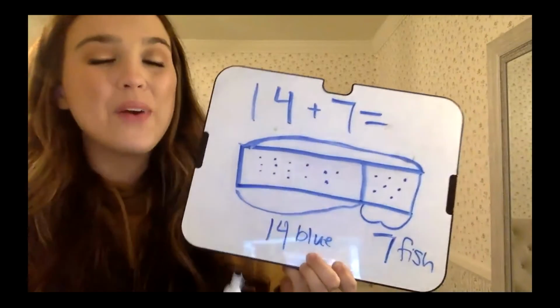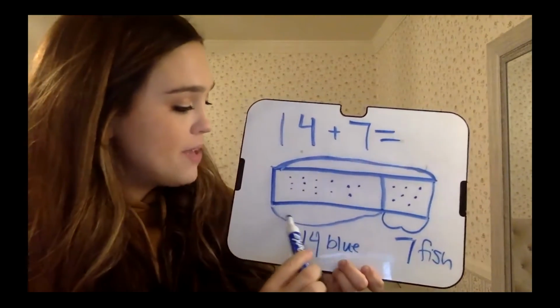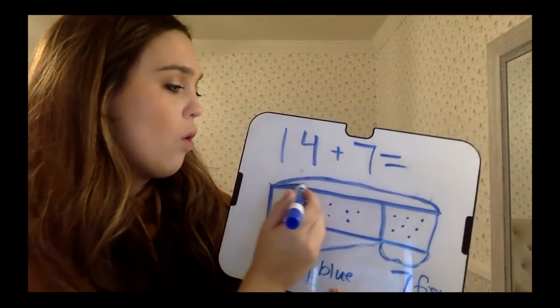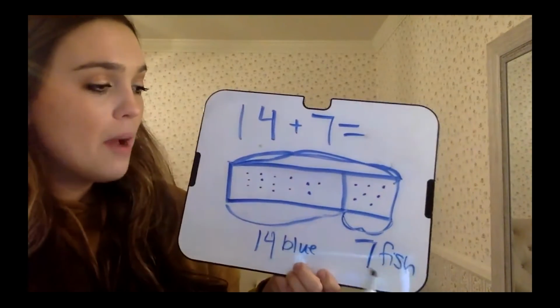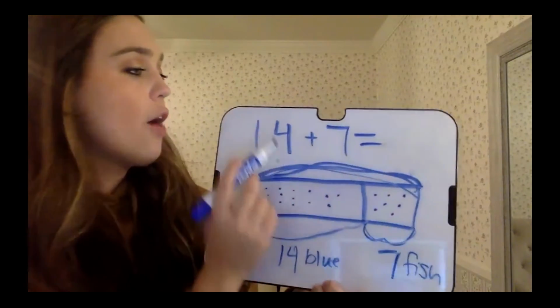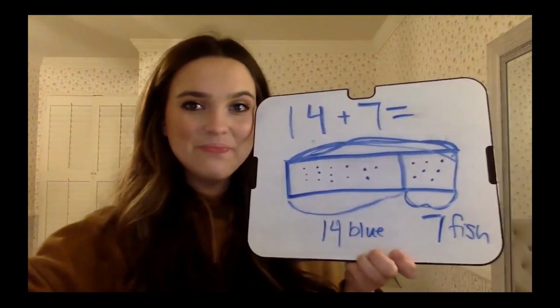And we're doing that, once again, I'm going to explain. We're doing that because this piece and this piece creates the whole aquarium. So we are putting these two numbers together. We are adding them together to get the whole. So 14 plus 7 equals, if you know it, say it out loud, 21. Yep, 21.